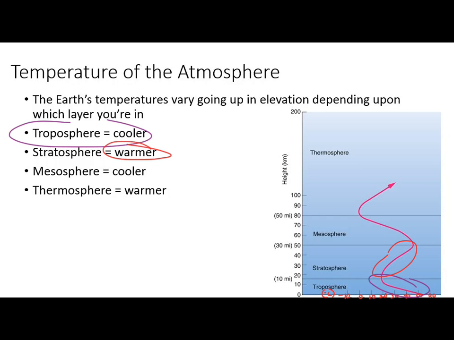And as you go up in the mesosphere, then again, you're getting cooler. You're right here. And as you go up in the thermosphere, you're getting warmer again. So that's what that snake thing is trying to show you. But most of the weather, like I said, occurs here in the troposphere.